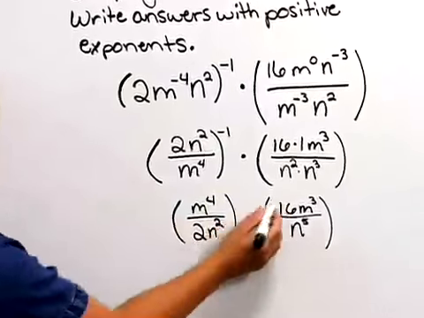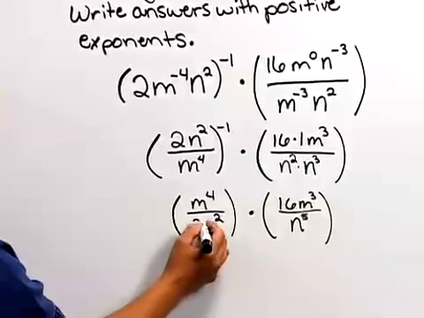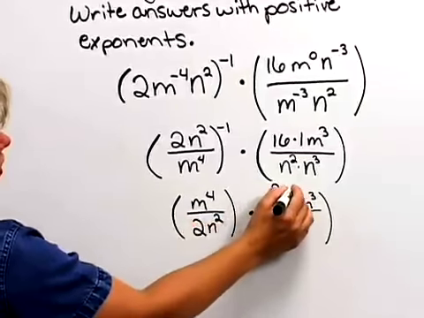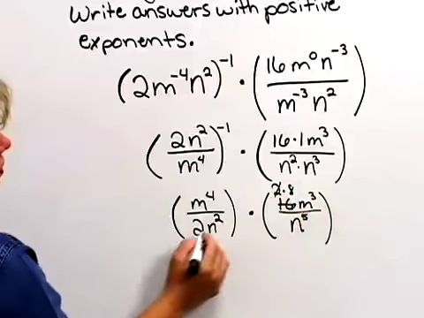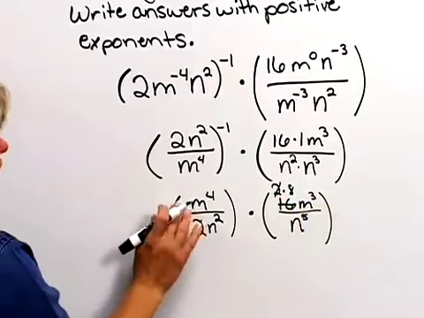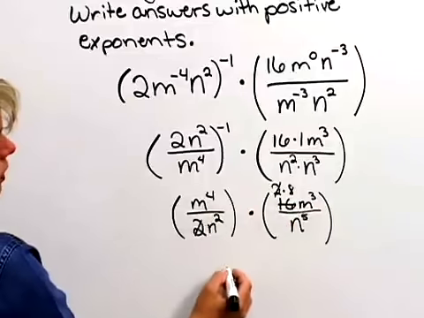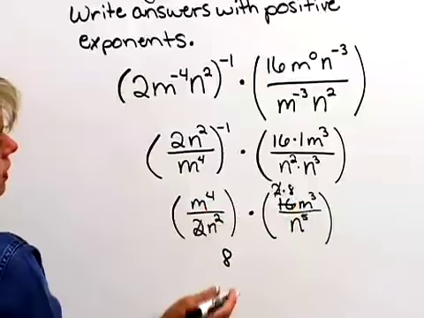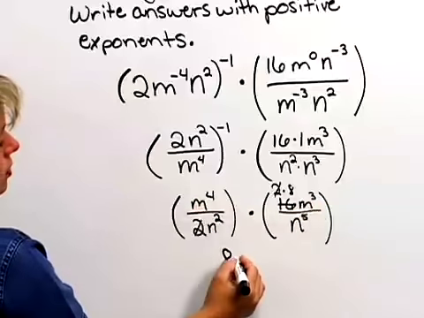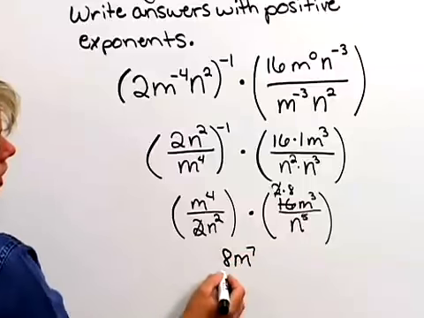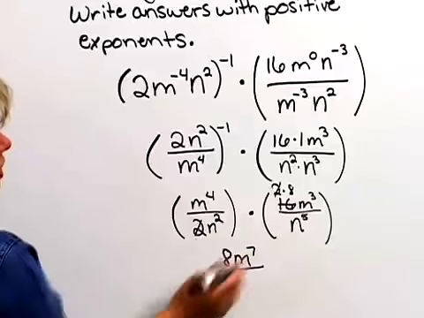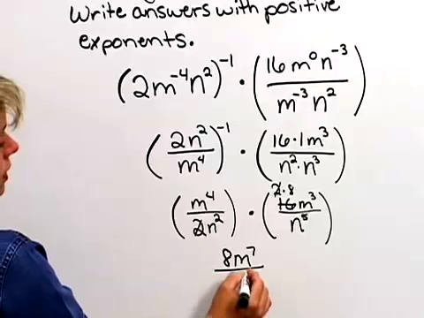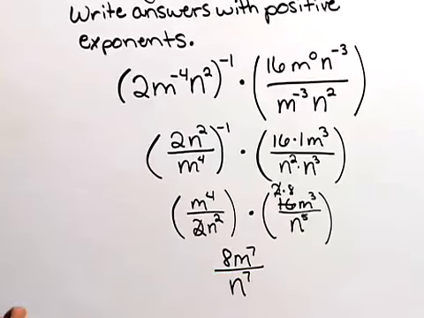I notice that I can cross-cancel the 2 with the 16. The 16 is the same thing as 2 times 8, and that 2 will cancel with that 2. So when we multiply straight across in the numerator, we will have an 8. We have m to the fourth times m to the third, which we will add our exponents to get an m to the seventh. And in the denominator, we have n squared times n to the fifth, which is n to the seventh, for a final simplified solution of 8m to the seventh over n to the seventh.